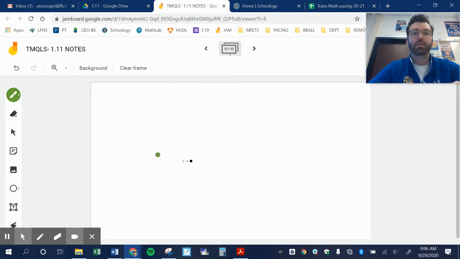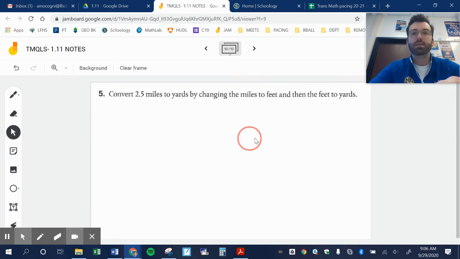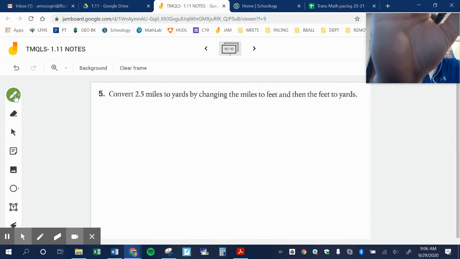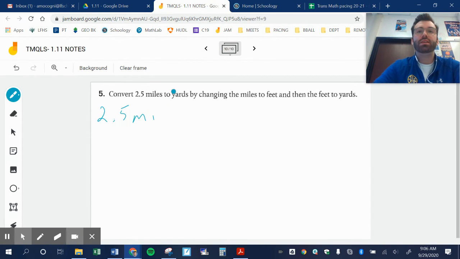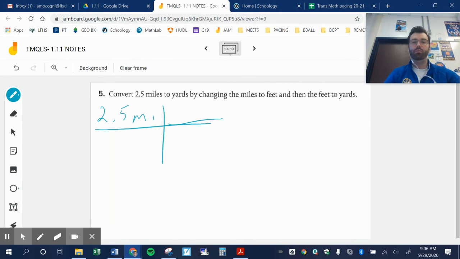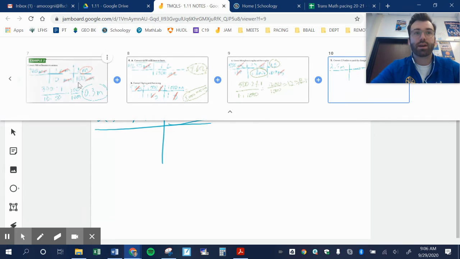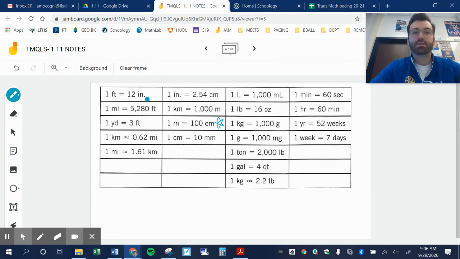All right, here we go. Last one. Convert 2.5 miles to yards by changing miles to feet and feet to yards. So 2.5 miles. It said to go from miles to feet and then feet to yards. Well, how many feet are in 1 mile? First question we've got to ask ourselves. Look at our conversion, or maybe we already know this. There's 5,280 feet per 1 mile, and 3 feet equals 1 yard.